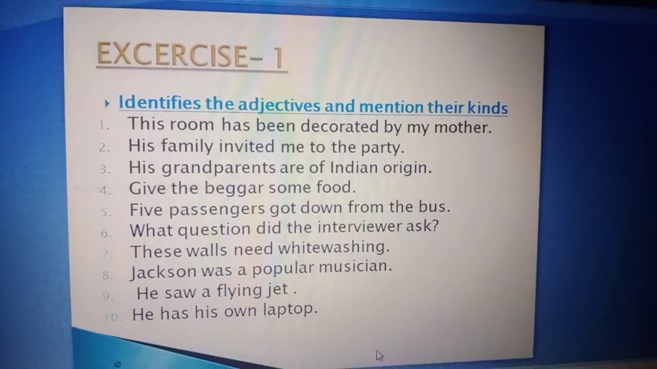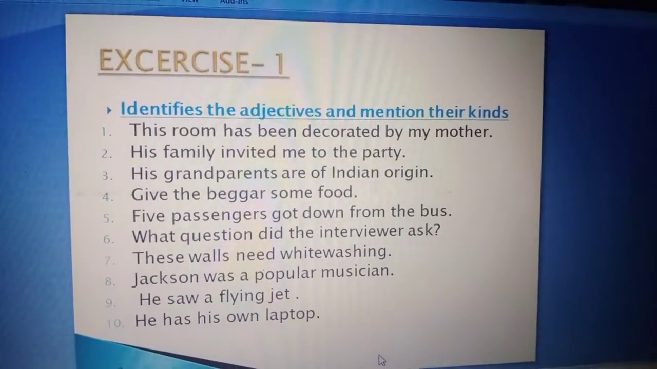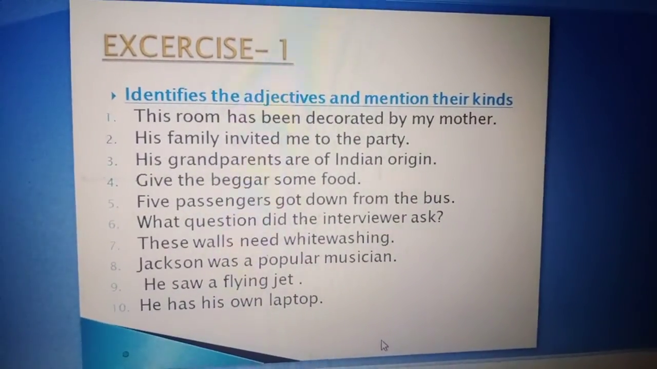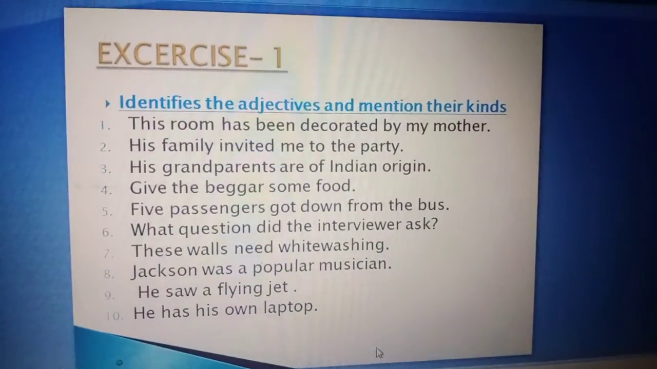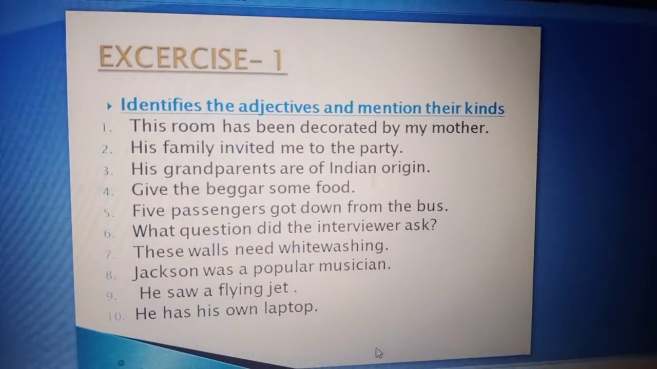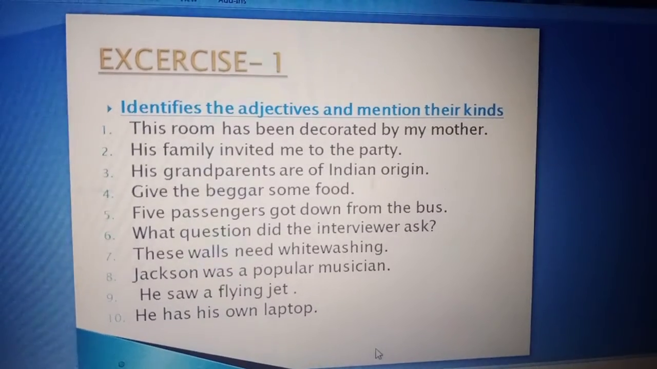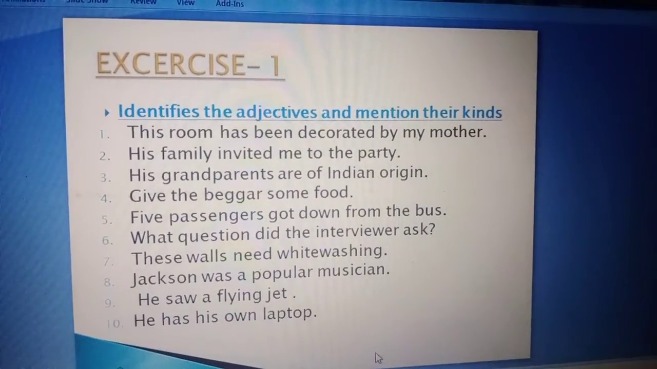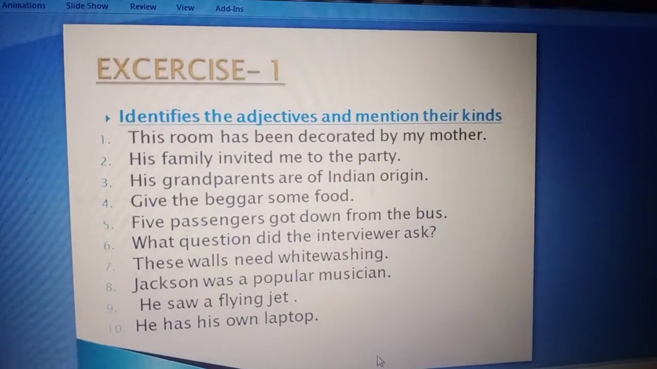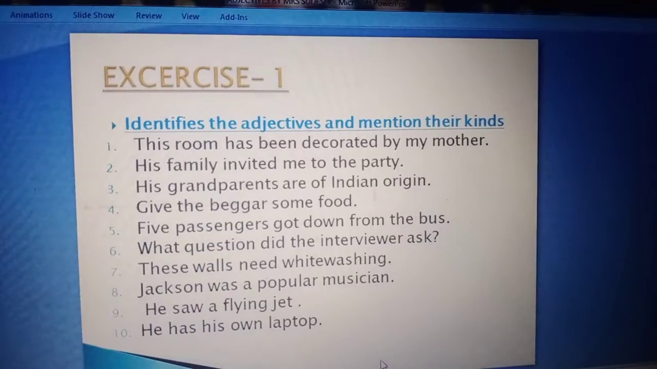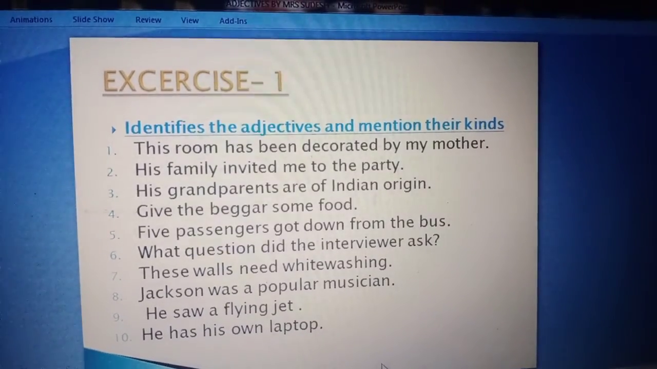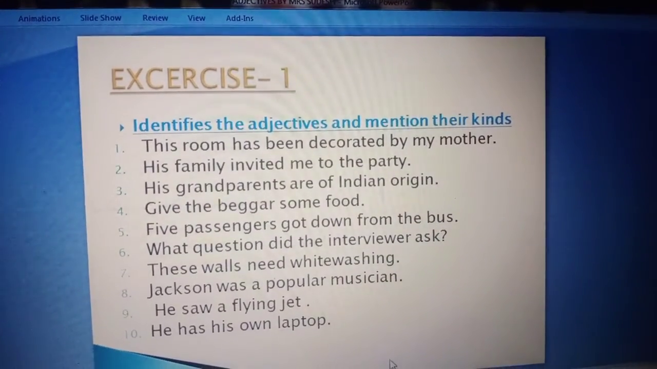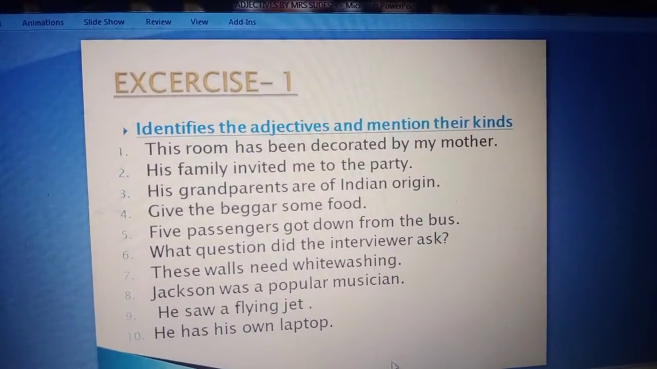So now, dear students, one exercise is given just to check the understanding of the topic. You have to do this exercise. I'll read all the sentences for you and I'll guide you what you have to do in it. You have to identify the adjectives and mention which kind of adjective is there. Here are 10 sentences. In every sentence, there will be adjectives. You have to find out and mention the different type or kind of adjective.